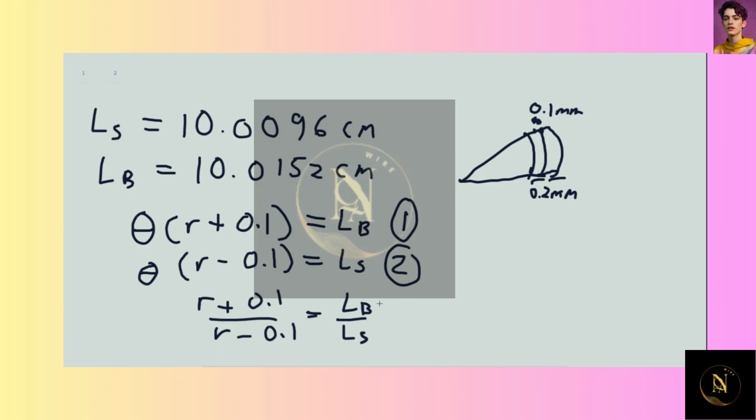Doing a little algebraic manipulation, which you can verify for yourself, multiplying through and taking some factors, we get that R is equal to 0.1 multiplied by LB plus LS divided by LB minus LS.